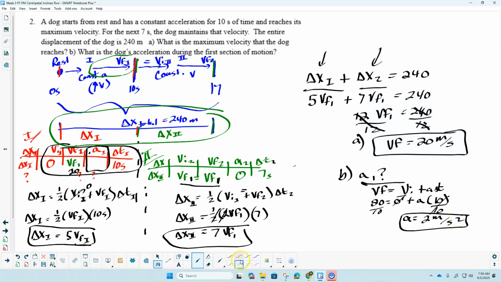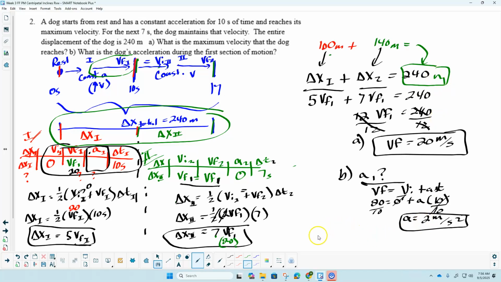If you wanted to check it, you could go back in here and see if the numbers work out for what we did. So if we wanted to solve for delta x, we could plug in VF as 20 here. So half of 20 is 10, 10 times 10 is 100. So this should be 100 meters. And then for delta x2, we could plug in 20 here. So 20 times 7 is 140 meters. If we add those together, we do get our 240 meters.